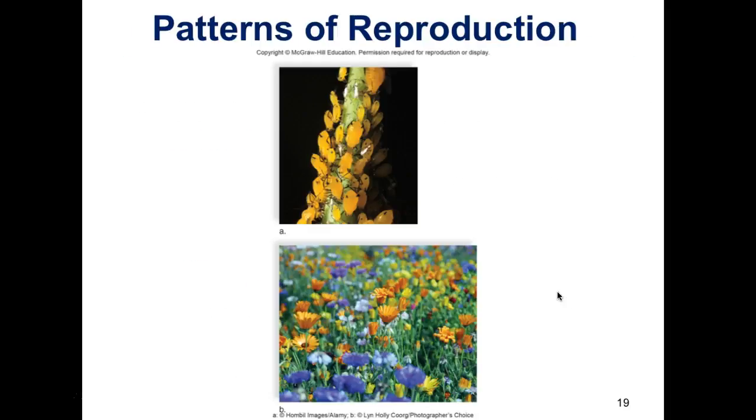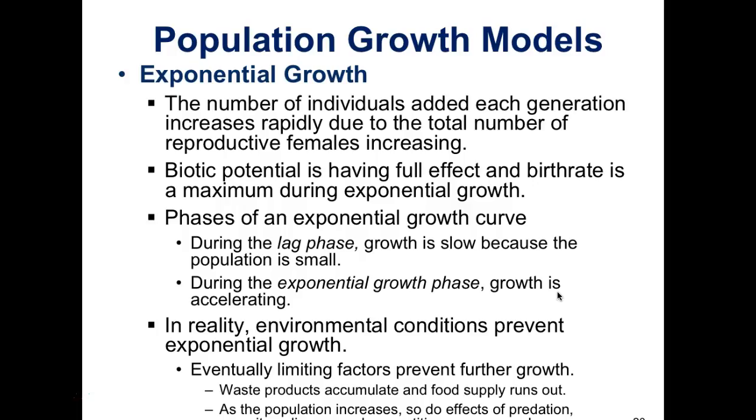So here you can see the examples of each. On figure A, those are aphids that would reproduce. They have that one reproductive chance. And down in B, you have a field of wildflowers. So looking at population growth models then, we could have an exponential growth rate like in math. It would be typical of an exponential curve.